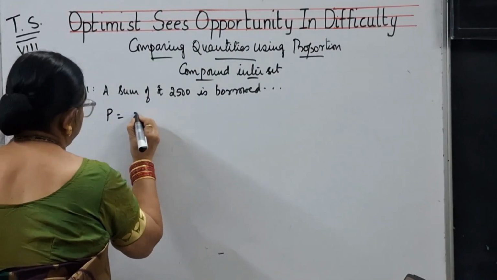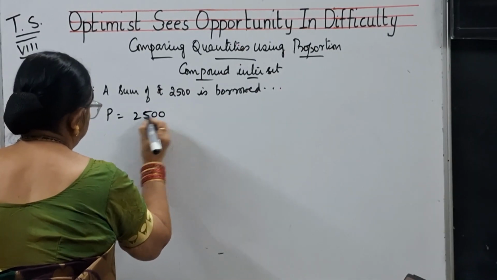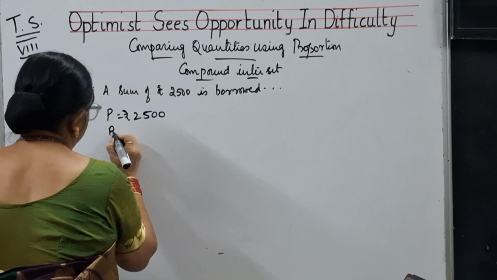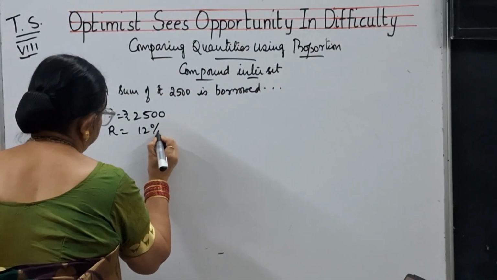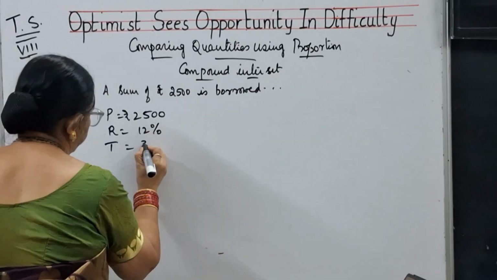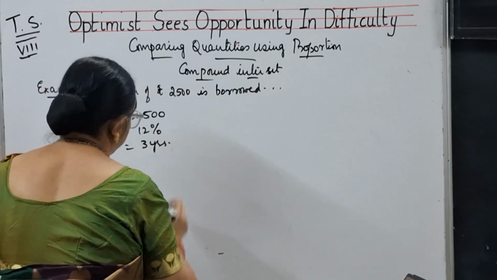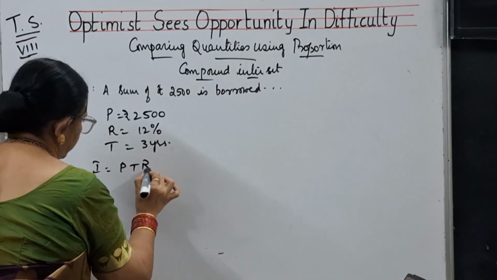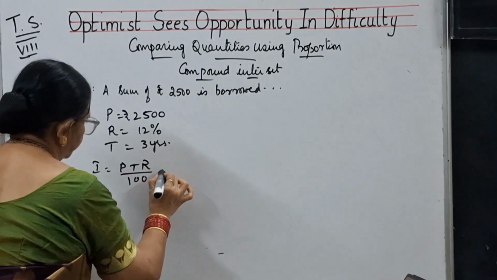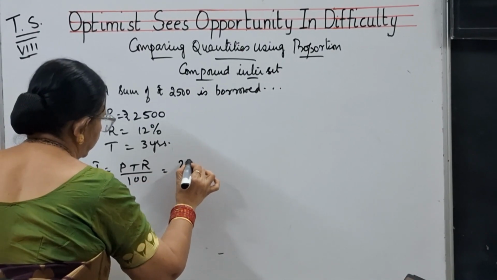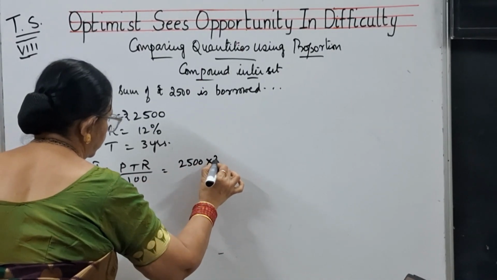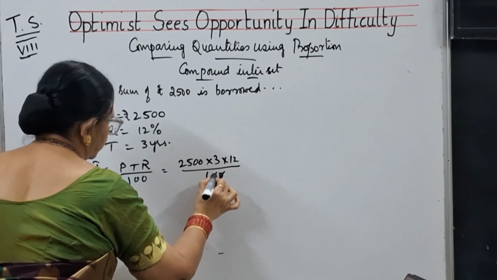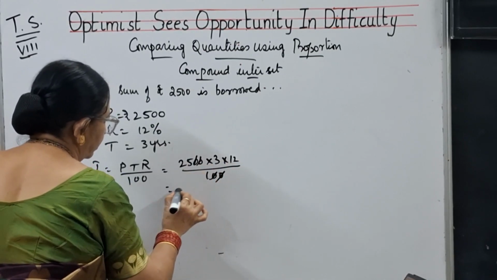The principal given to us is rupees 2500 and the rate is 12%, time is 3 years. So we know that I is equal to PTR by 100, that is equal to 2500 into 3 into 12 by 100. So these two zeros will get cancelled.